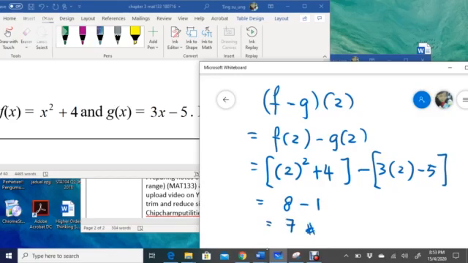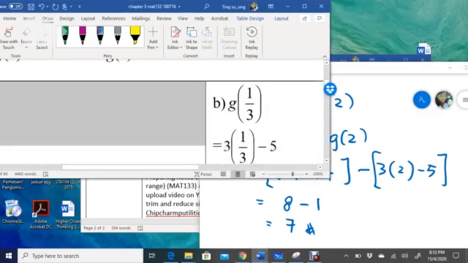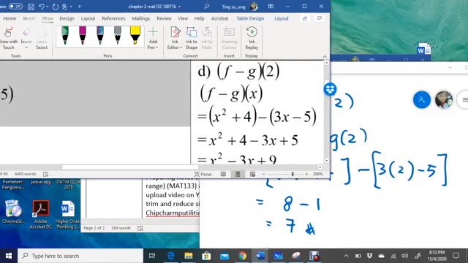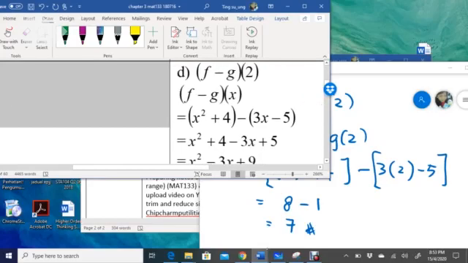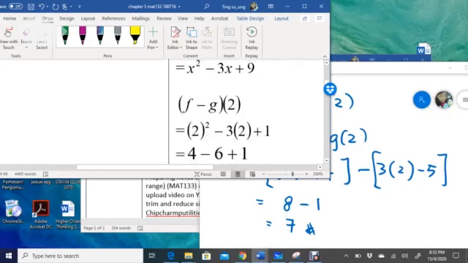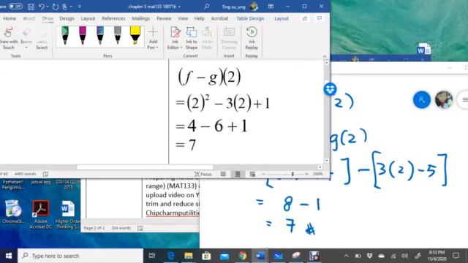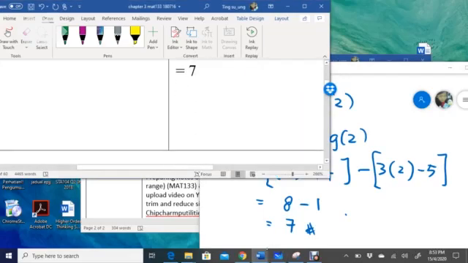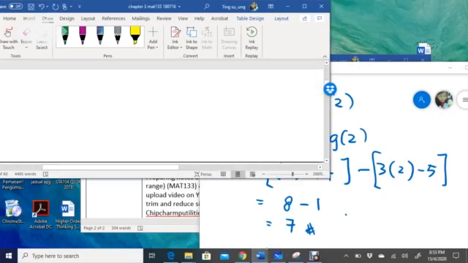So you still get back the same thing. This is what I shared with you just now. Get in terms of x first, then you substitute your 2 in. Can be done also, or you do it in one go. So let us proceed.